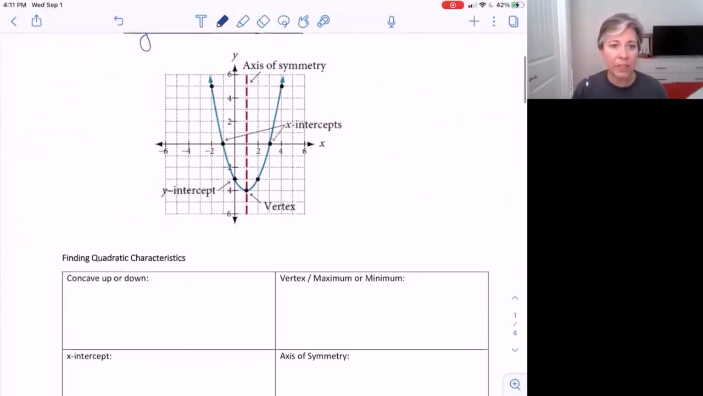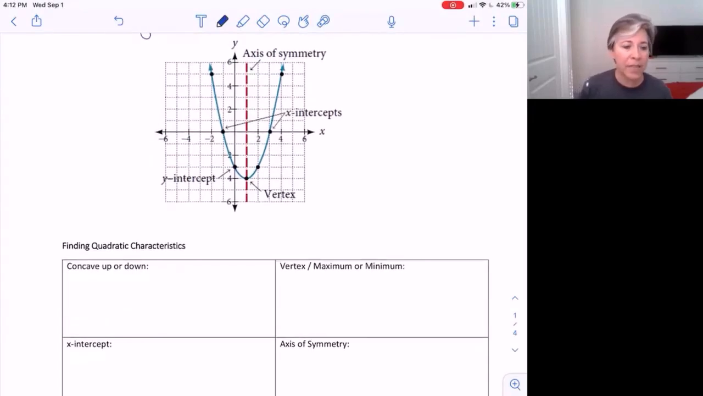So let's take a look at some of the important characteristics of a quadratic. The one that is graphed here is a quadratic that's opening up, a parabola. It looks like a bowl. It can also open down like an umbrella.